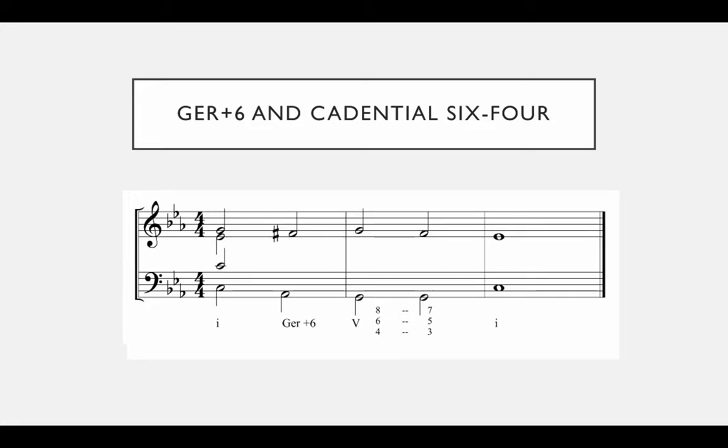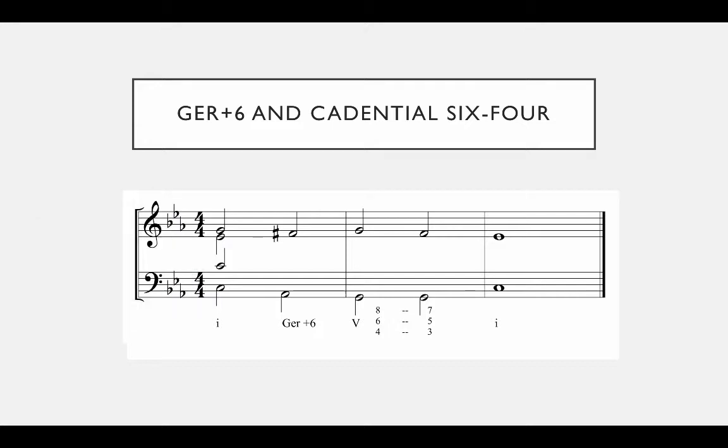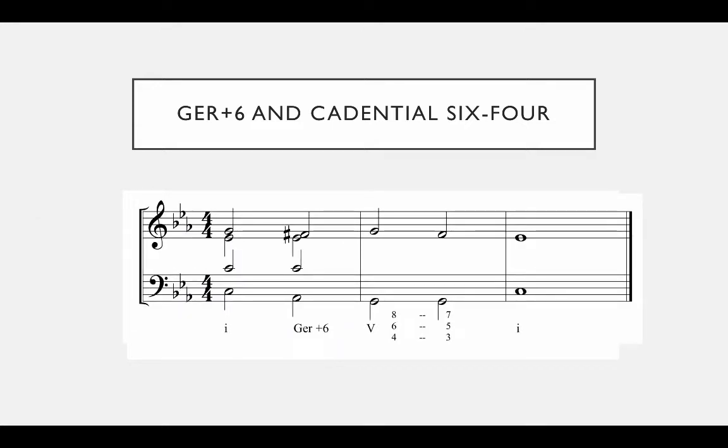Now take a moment and spell the German augmented sixth chord. We've got our outer voices lay and fi, and since we're in the minor mode, you need to add do and me. Go ahead and add those voices. It should look like this.